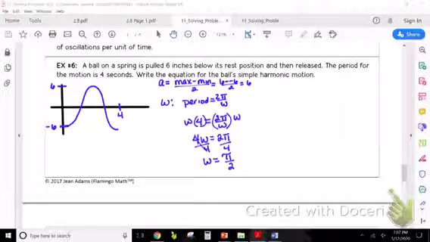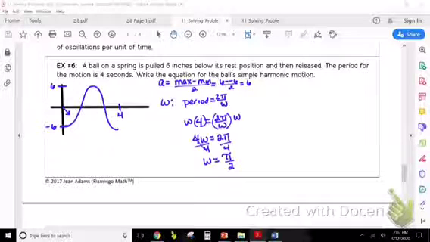So, we got our A. We've got our omega. The only thing we don't know is, are we going to use sine or cosine? Well, think about it. Where does sine normally start at? It's from the origin. It's 0, 0. If it starts from the origin, you're going to use sine, okay? Look up here. If it starts from the origin, it goes up, that's positive sine. If it starts from the origin and goes down, that's negative sine.